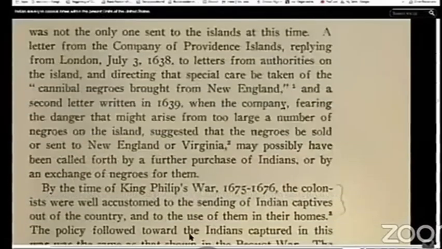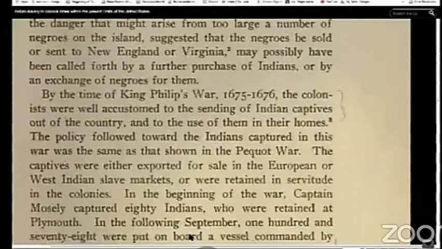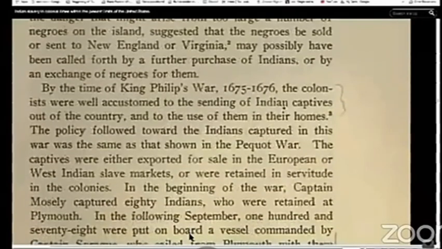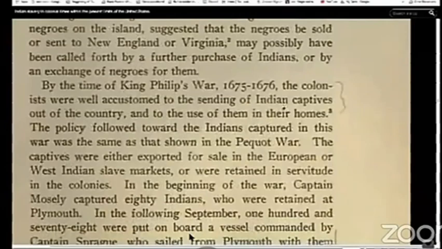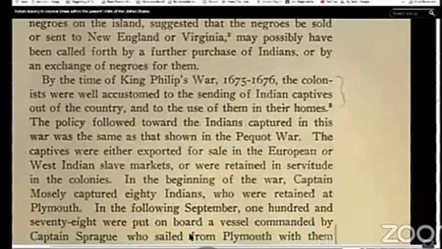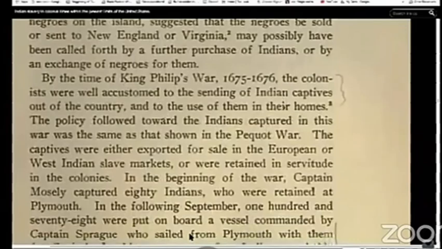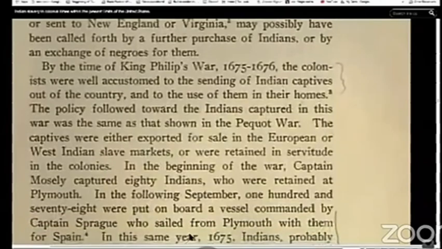By the time of King Philip's War, 1675 to 1676, the colonists were well accustomed to the sending of Indian captives out of the country and to the use of them in their homes. The policy followed toward the Indians captured in this war was the same as that shown in the Pequot War. The captives were either exported for sale in the European or West Indian slave markets.